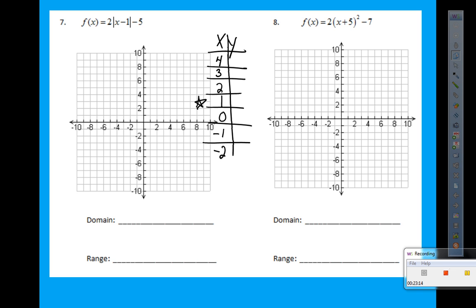Now this one's harder. If you're going to use your calculator with this one, here's what you need to do. Let's pick on the 4. You're going to go 4 minus 1 equal, and you're going to see a 3. Since that's already positive, don't change it. And then you're going to go times 2 minus 5. So in this case, you should get 1.